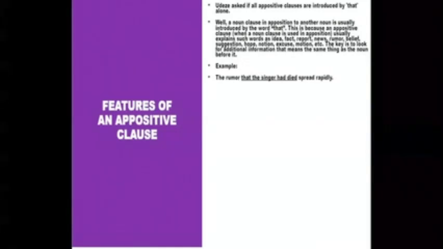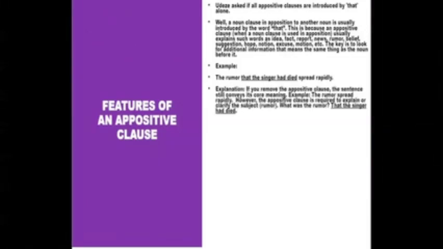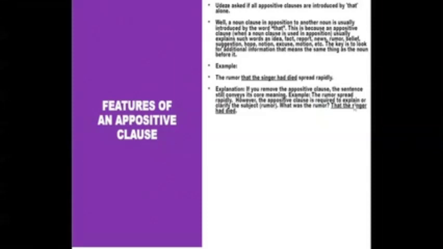The rumor that the singer had died spread rapidly. Now, let's look at the explanation. If you remove the appositive clause, which by the way is the underlined expression there, the sentence still conveys its core meaning. So let's try to do it. We remove this, and what we have is, the rumor spread rapidly. However, the appositive clause is required to explain or clarify the subject, rumor.